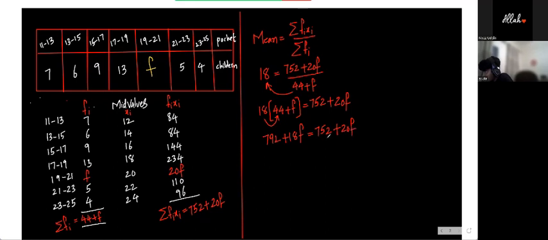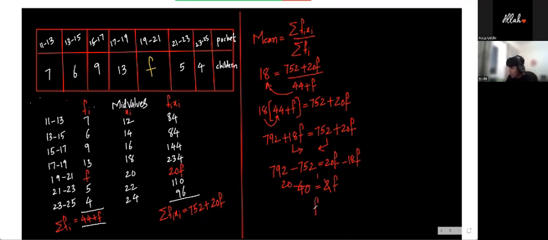So what we will do here is take 752 to this side and bring 18f to that side. This is 792 minus 752 is equal to 20f minus 18f. 40 is equal to 2f. Then 2 will go that side. So f is equal to 20. Here only we can cancel. F is equal to 20. So that missing value, the frequency, is 20.